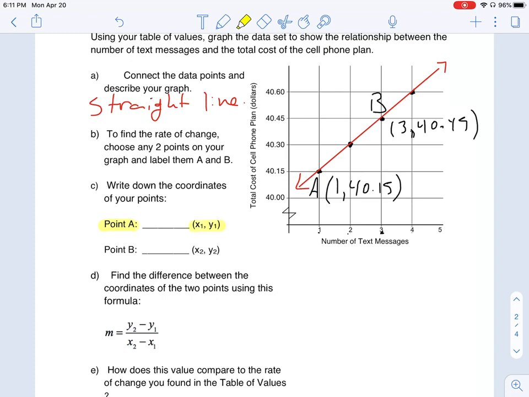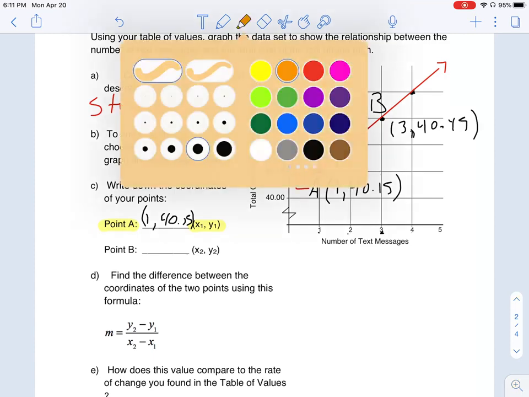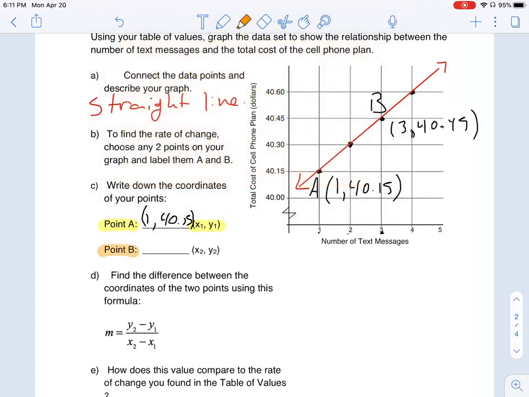The X coordinate and the Y coordinate in this point, we're going to remember as X1 and Y1, or our first X value and our first Y value. So I'm going to plot that in as 1, then 40.15. My second point B, I'm going to remember to be X2 and Y2. So my second point for B, my X value is 3, and my Y value, 40.45.